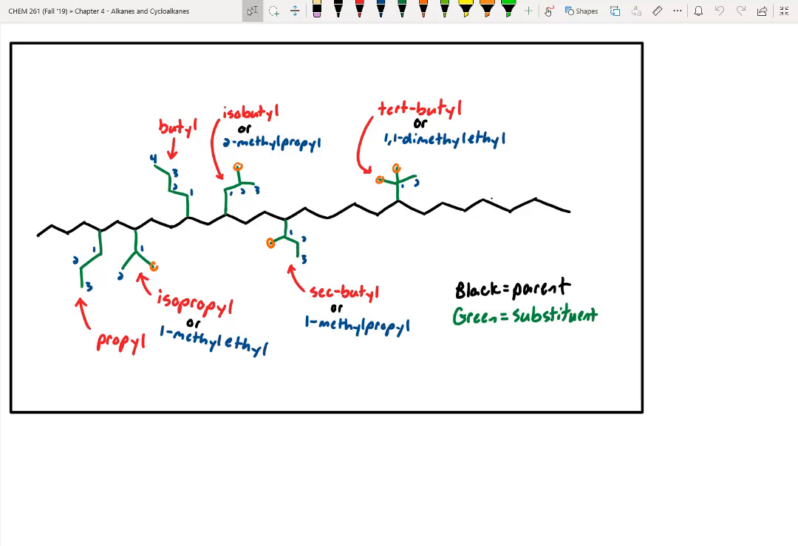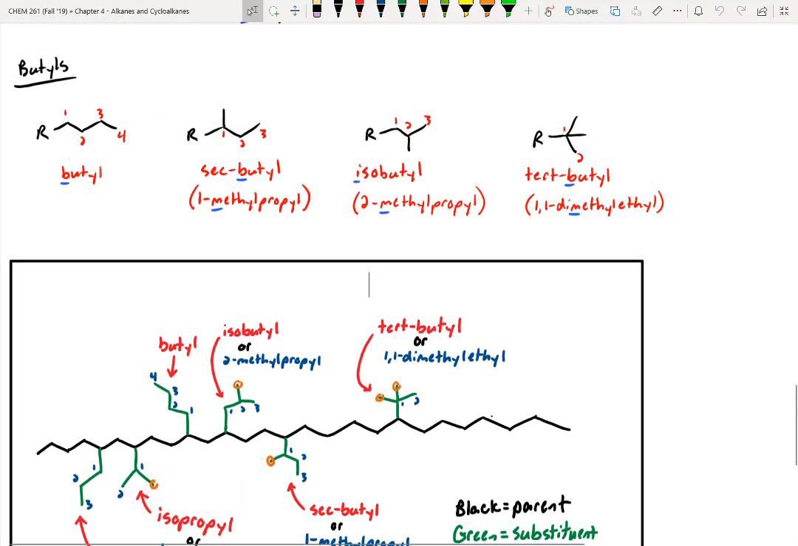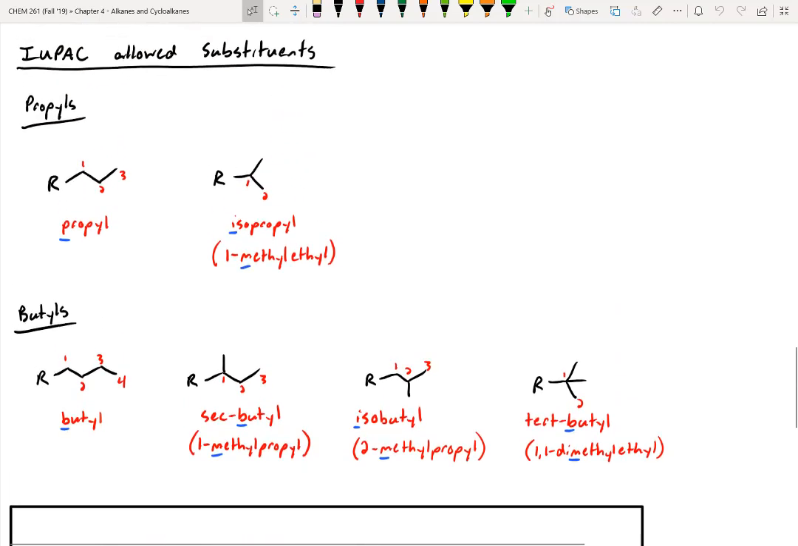All right, so you watched that video last night, and in that video I talked about all of these IUPAC allowed substituents. In fact, there's many, many more than this, but these are the trimmed down version I want you to know. I want you to know the difference between a propyl group and an isopropyl group, and then I want you to know all of the different butyl groups. They have different amounts of branching in them.